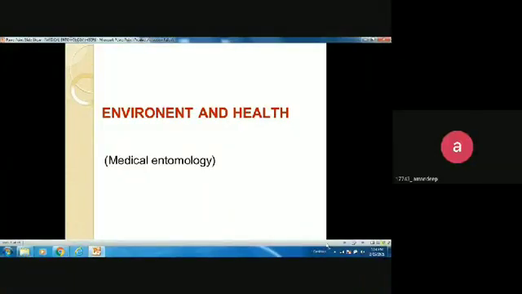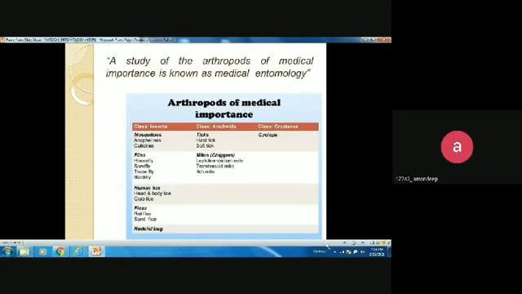Chapter name: Environment and Health, and the topic name is Medical Entomology. A study of arthropods of medical importance is known as medical entomology. Arthropods of medical importance: class Insecta includes mosquitoes, flies, human lice, fleas, and reduviid bugs. Class Arachnida consists of ticks and mites, and class Crustacea includes cyclops.